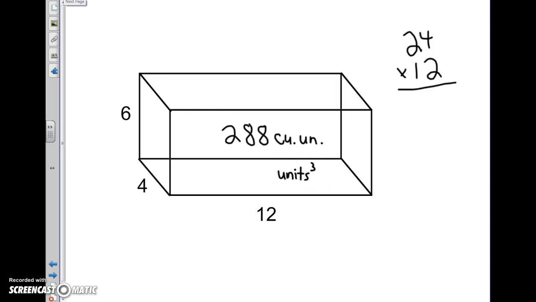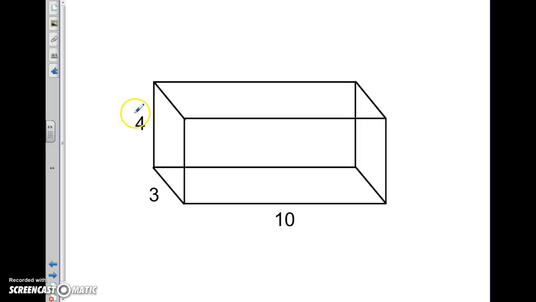And actually, for this next one, instead of having units, I'm going to go ahead and give them a more specific measurement. So we're going to do this in inches. So we've got this rectangular prism, which is 4 inches tall. It is 3 inches wide, and it is 10 inches long. Okay. So go ahead and solve for the volume of this rectangular prism. Go ahead.